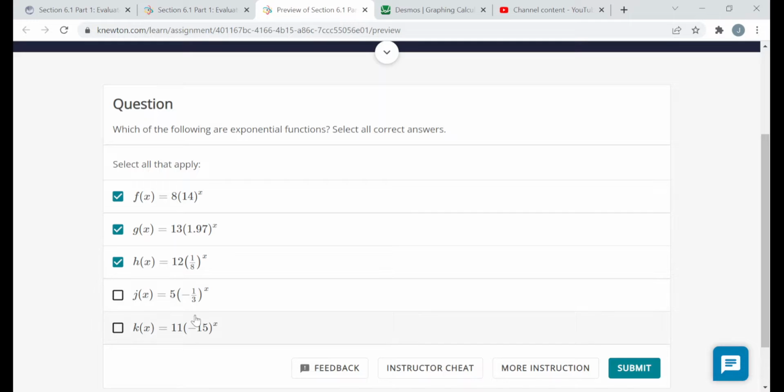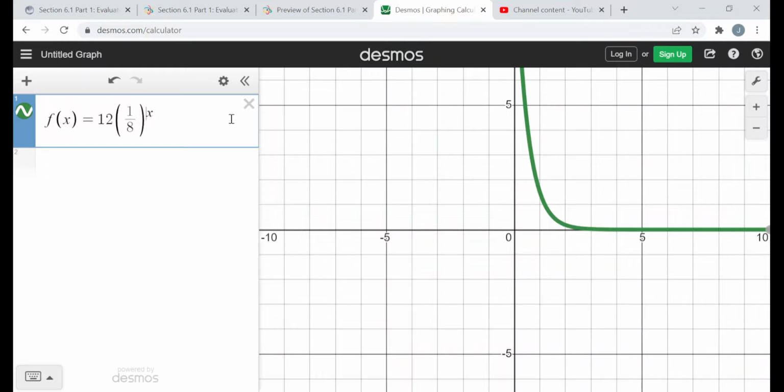Now, these last two are not because of the base. Yeah, you got this number out front, 5 and 11, a times something to the x, but that b is negative. And bad things happen. It doesn't have a domain of all real numbers like our definition of an exponential function should if the base is negative. And let me show you what happens when the base is negative. I'll put this example up here. 5 times negative 1/3 to the x.